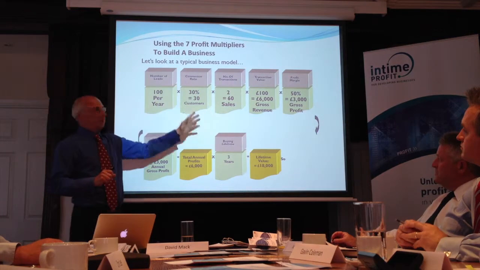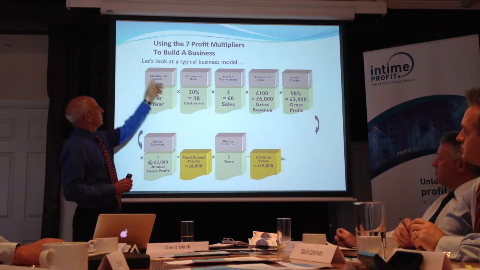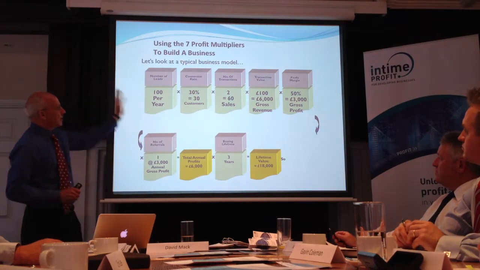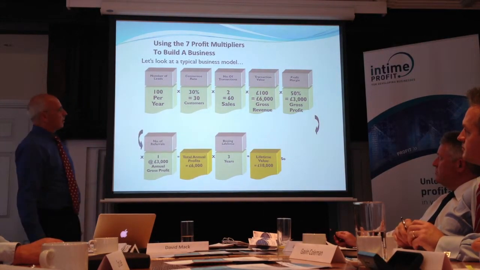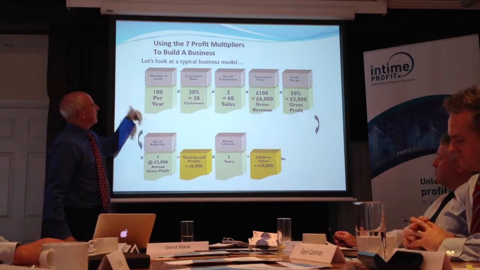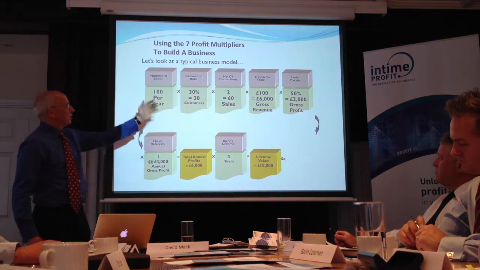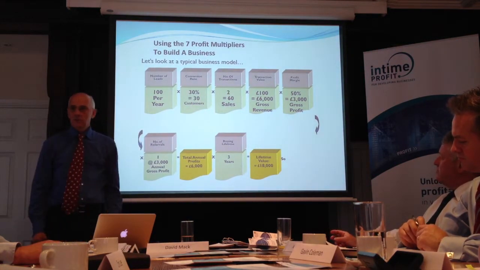They then move through a conversion process to become customers, hopefully. So there are a number of customers. And in this typical business model, I'm taking some very simple figures so that the maths doesn't confuse anybody and you can bear with me and see the results. So 100 leads a year, 30% conversion, 30 customers, an average of 2 sales a year to those customers.